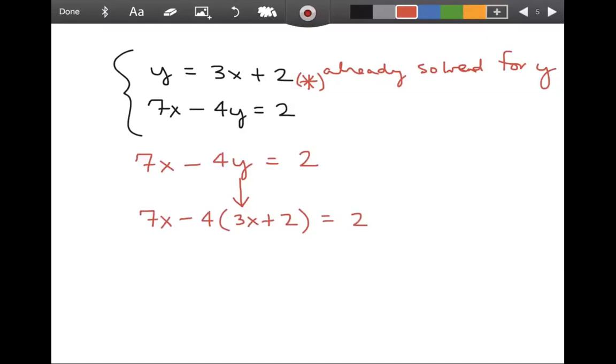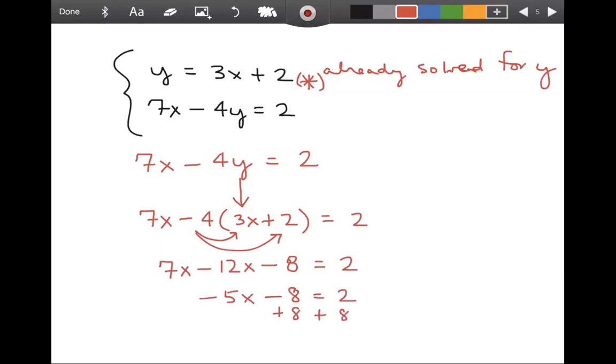I'm going to distribute the negative 4, which is going to give me 7x minus 12x minus 8 equals 2. Combine the like terms. 7x minus 12x is negative 5x. And then add 8 to both sides. That gives me negative 5x equals 10. And now I'll divide both sides by negative 5. Turns out that x equals negative 2.